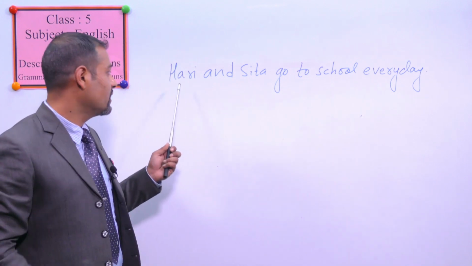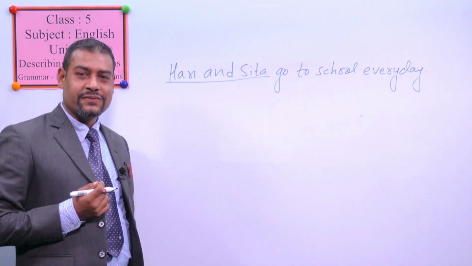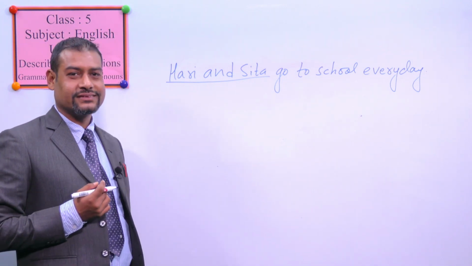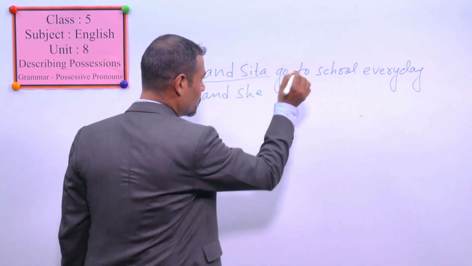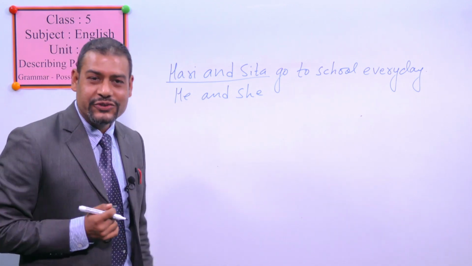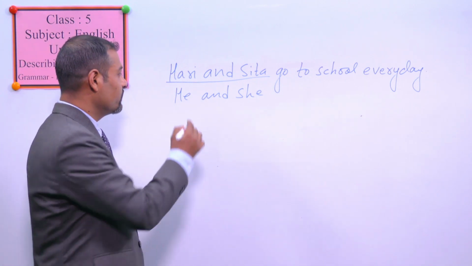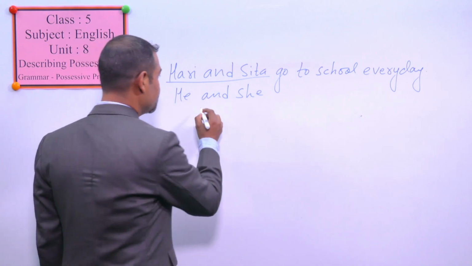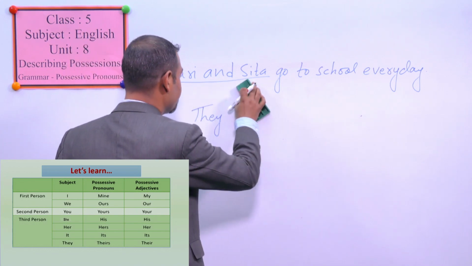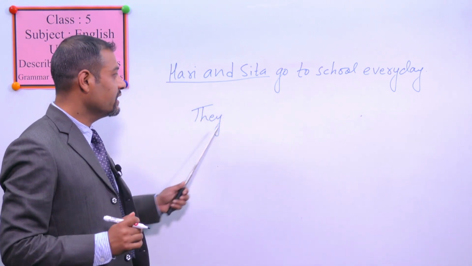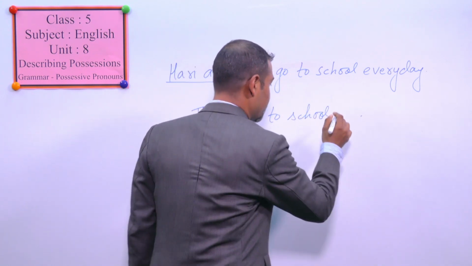See, if I write Hari and Sita, there are two persons. So what pronoun do you write here? Can you tell me? Do you write he and she? He and she go to school every day? Or what pronoun do you write? Yes, we can use only one pronoun for Hari and Sita. So for it, you can write they, T-H-E-Y. So don't write he and she, you can write they. So they go to school every day.